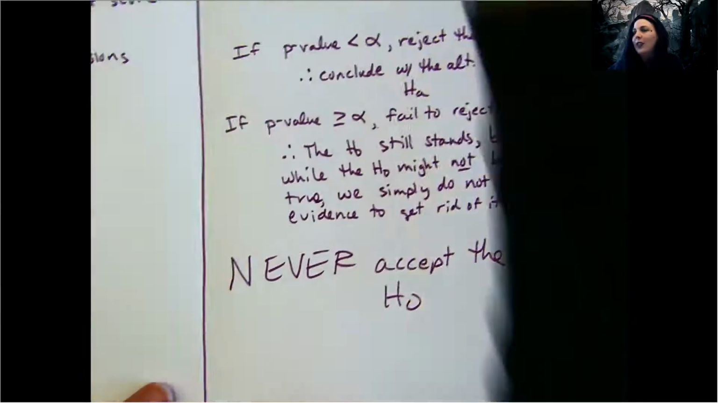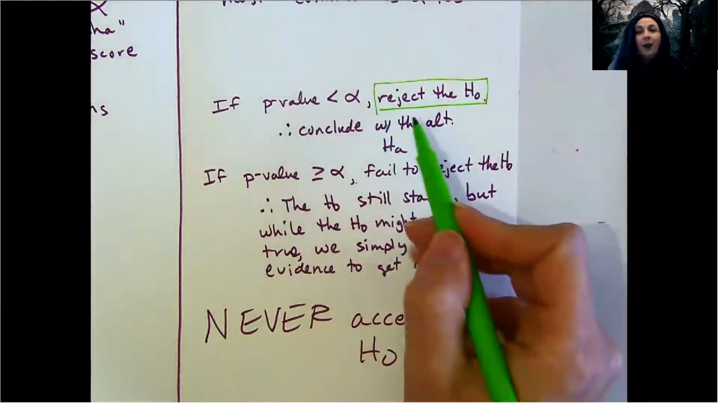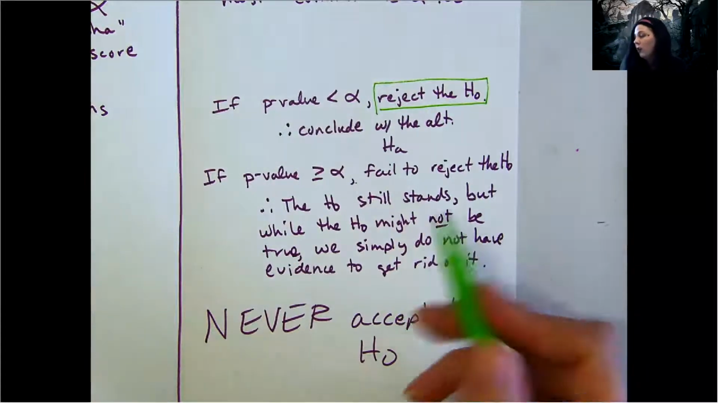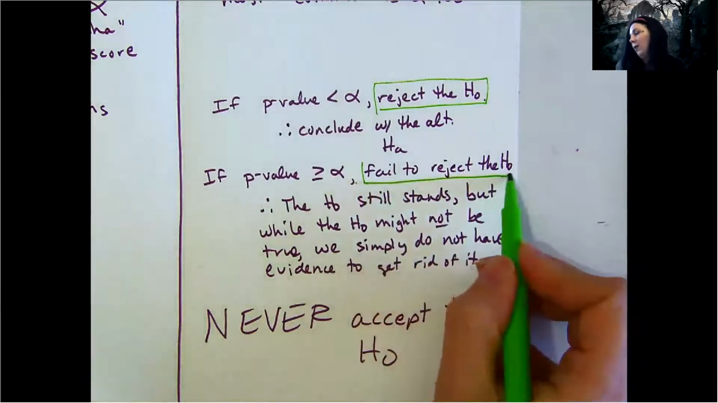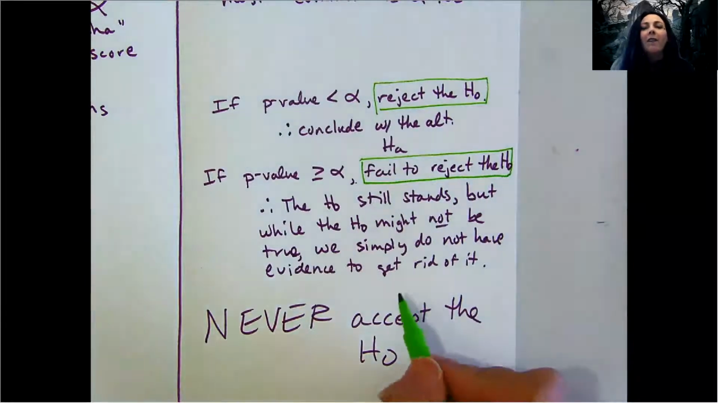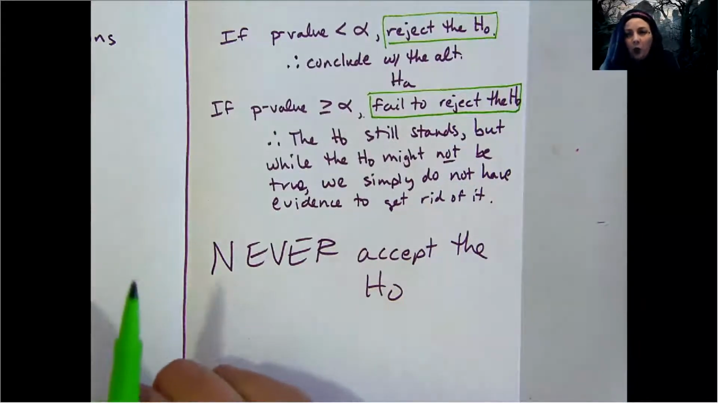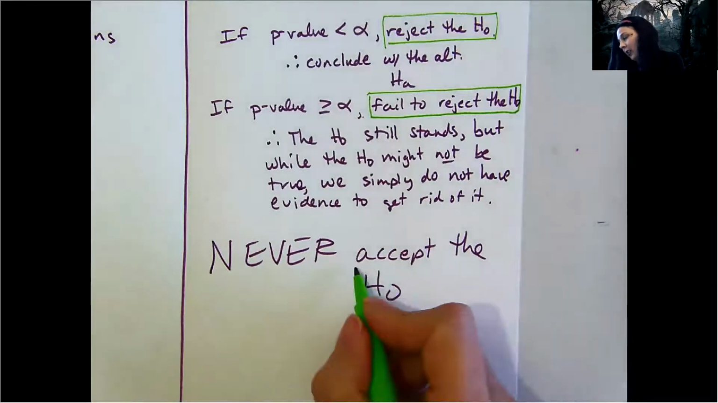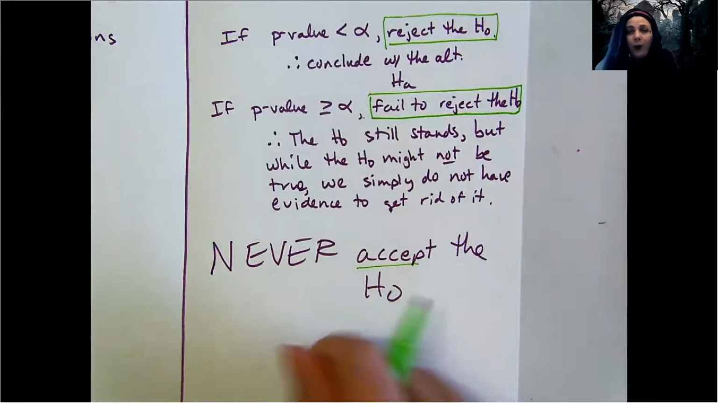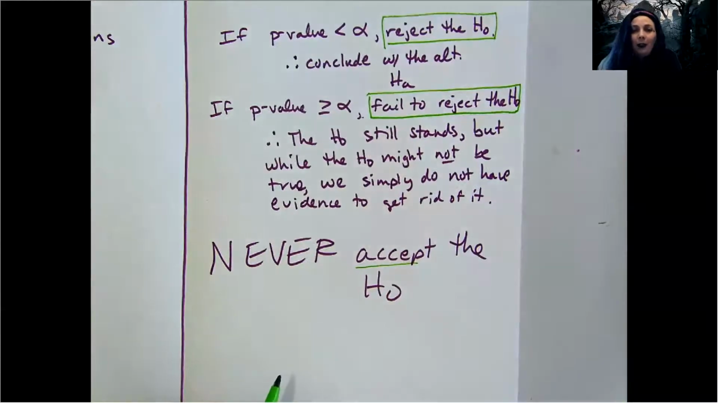So you want to make sure you're using this language. You either reject the null hypothesis, kick it to the curb and go with the alternative, or we fail to reject the null hypothesis. We let the null hypothesis hang around, but we never, ever say accept the null hypothesis. On the multiple choice, you're going to see some of them say accept the null hypothesis. Don't fall for it. We fail to reject it. We never accept it.